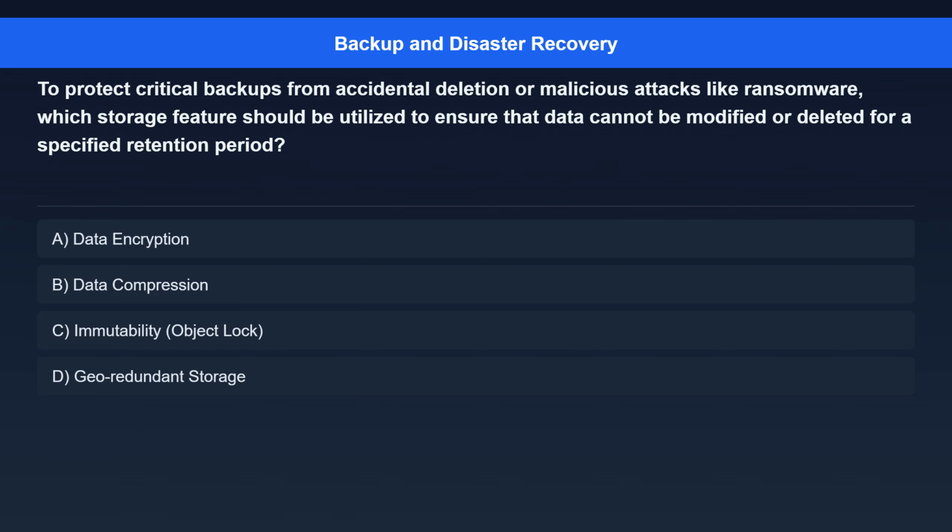Question 9. To protect critical backups from accidental deletion or malicious attacks like ransomware, which storage feature should be utilized to ensure that data cannot be modified or deleted for a specified retention period? Option A, data encryption. Option B, data compression. Option C, immutability, object lock. Option D, geo-redundant storage.